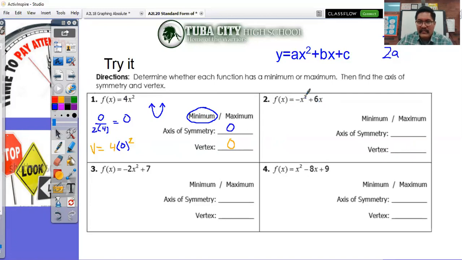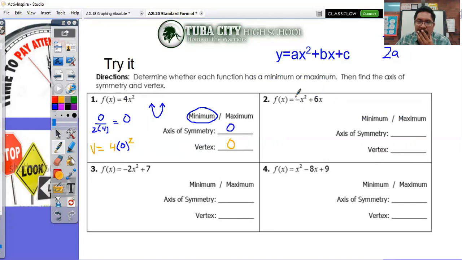Let's go ahead and work on this next one. Okay, so let's do this one in order, the way we should have done the other one. So first off, let's find out whether it has a minimum or a maximum. For this one here, my minimum is going to be, well, actually, hold on.